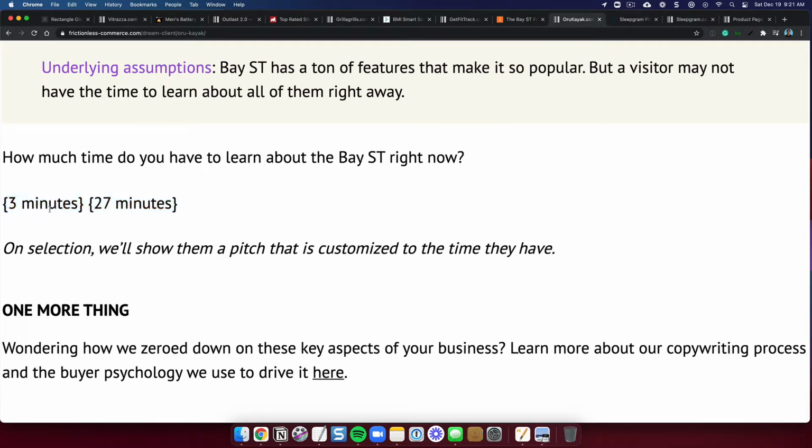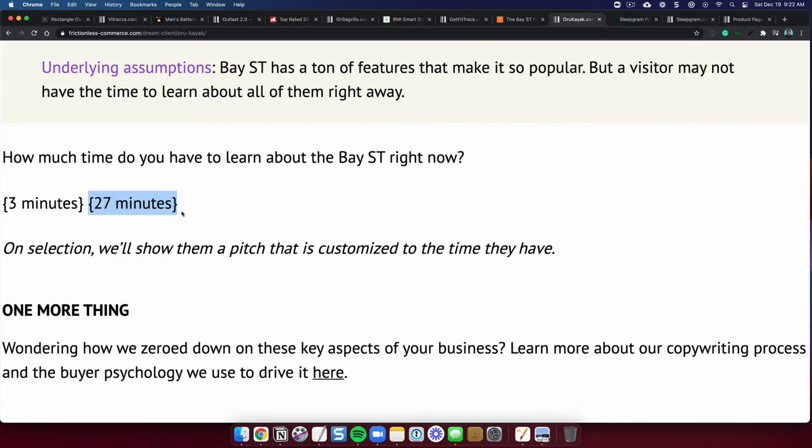So what we've done here is we are saying, hey, how much time do you have? Now, someone who says 3 minutes is probably someone who is just looking for the main points, like what is unique about this product. But if someone says that I have 27 minutes, what they're saying really in effect to us is that I am a methodical shopper. I want to get all the gory details about this product. I want to understand every damn thing about it, and then I'll make a purchase.